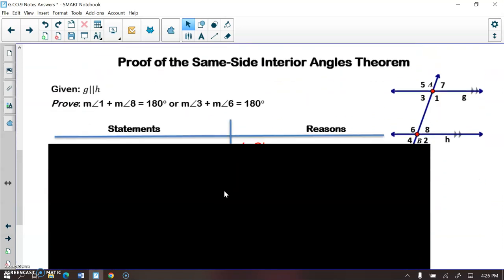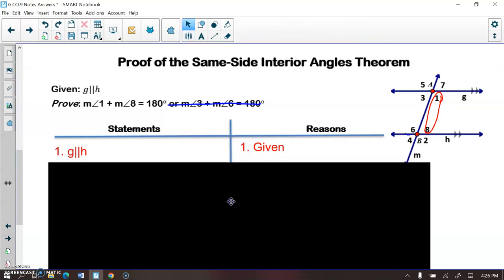Moving on to our last proof, we're going to prove the same side interior angles theorem by either proving that the measure of angle 1 plus the measure of angle 8 equals 180, or proving the measure of angle 3 plus the measure of angle 6 equals 180. I'm going to do the measure of angle 1 and 8. You don't have to do both. So step 1, we have our given.